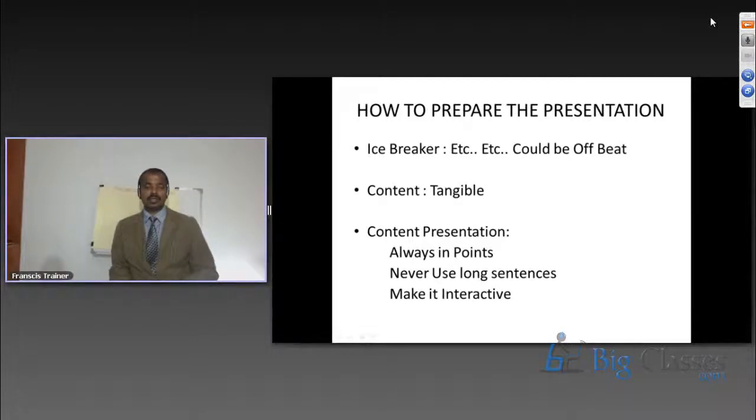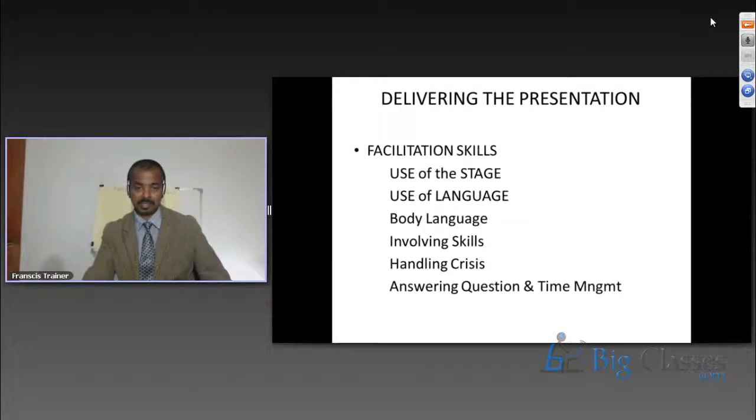Okay, let's go ahead. So I was saying that when you are presenting, you're listing your content, all the contents should be in points. Never use long sentences. Make it an interactive session. Make the points as much interactive as possible. That is what I mentioned, how to prepare the presentation.